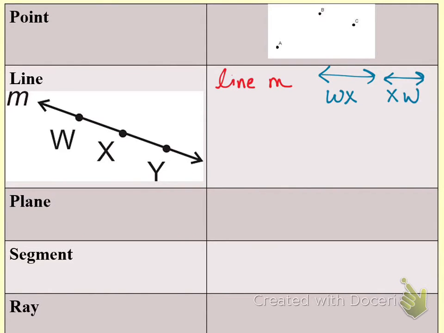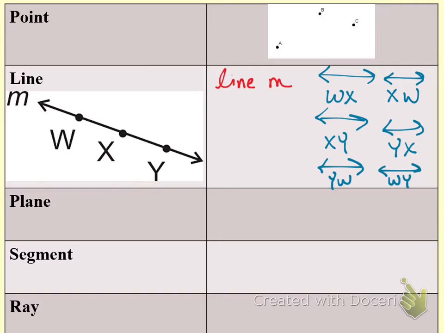I'm gonna list all of them. You can list 1 if you want. You can list all of them. Doesn't bother me. What is another pair? We could name it XY, which we could reverse to YX. And then the last one we haven't named, YW, which can be reversed to WY. So there are 7 ways to name this line. Can I ever name it with 3 letters? No, super ugly.